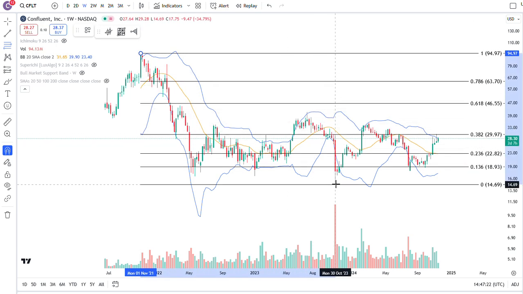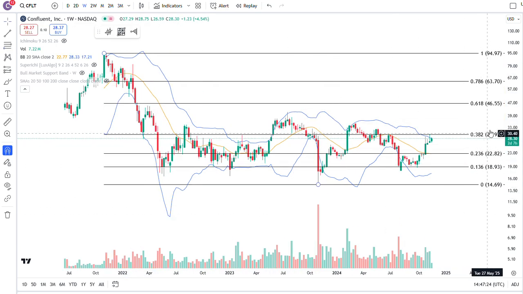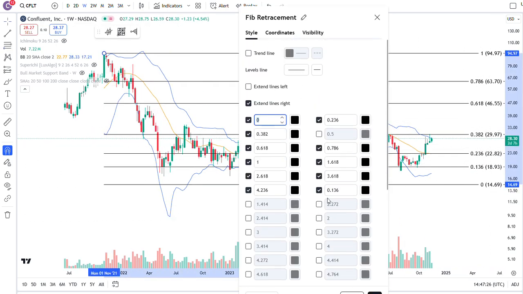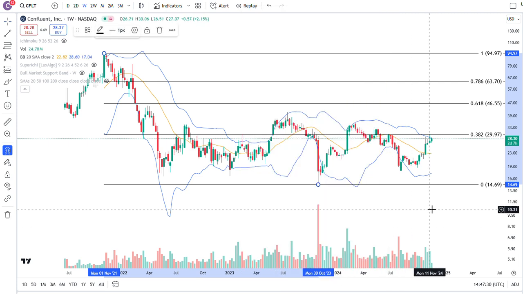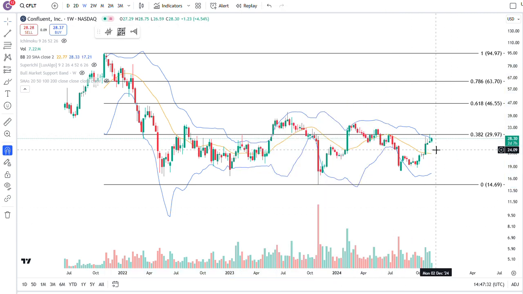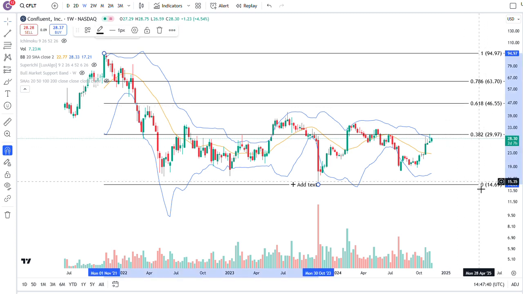If I put the fib levels here, you can see it's also getting rejected at 0.382, right? So it's very important to notice that it's probably not going to push through here. It's probably going to have some growing pains. Maybe have to come back and test anywhere from like 27, 26, 25, 23 range before building up more energy and pushing up. That's kind of what I'm seeing here for this stock.